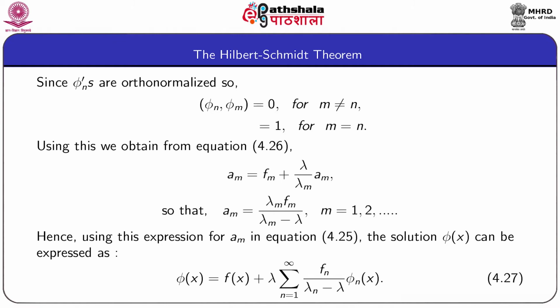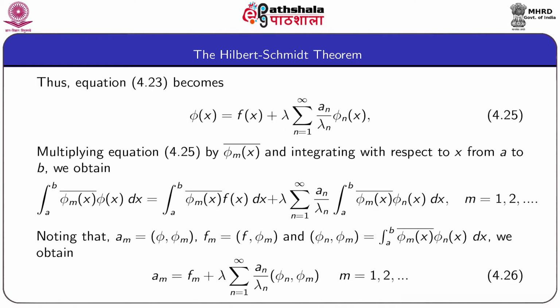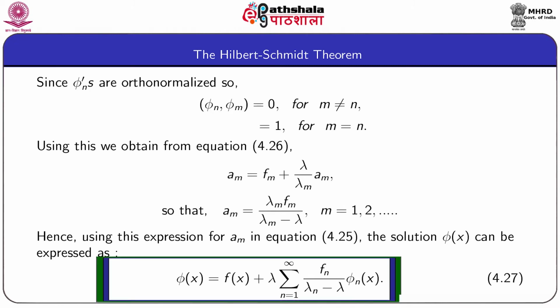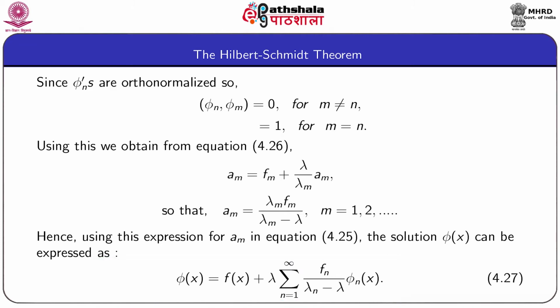So we have obtained a m, and if I substitute this a m in equation 4.25, we obtain the solution of the Fredholm integral equation given as phi x equal to f x plus lambda into summation n equal to 1 to infinity f n divided by lambda n minus lambda into phi n x, as given by equation 4.27.